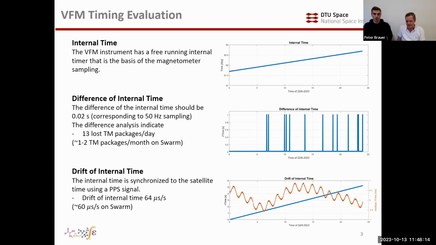Apart from the drift, there are some small variations in the crystal that is seen on the red curve. But they are also tracked to the absolute time of the satellite, so we can reconstruct time in the order of 10 plus minus 10 microseconds.